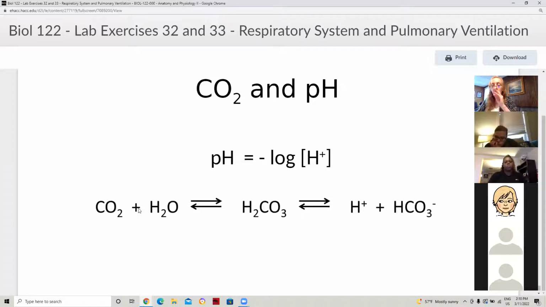So carbon dioxide combines with water to form carbonic acid. Carbonic acid breaks down into hydrogen ions and bicarbonate. pH is a measure of the amount of free hydrogen ions. So the more carbon dioxide your body has, the more hydrogen ions you have, therefore the more acidic your body is. Now, I'm going to show you how this works.